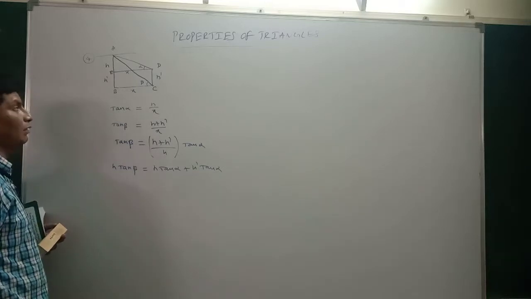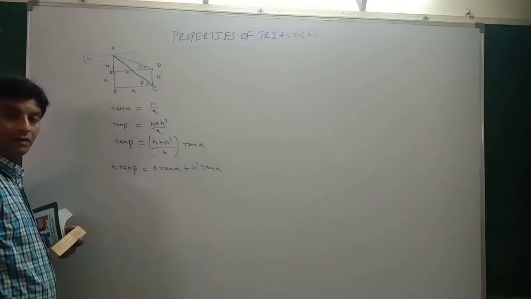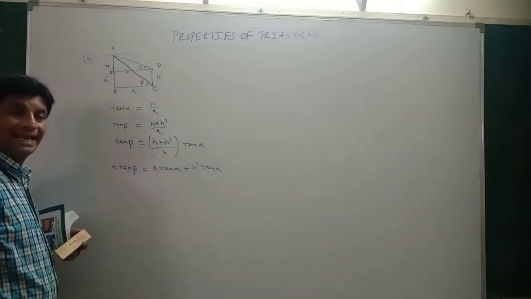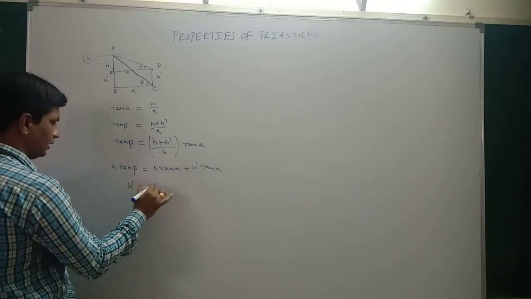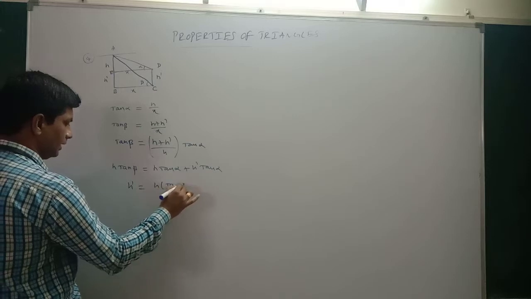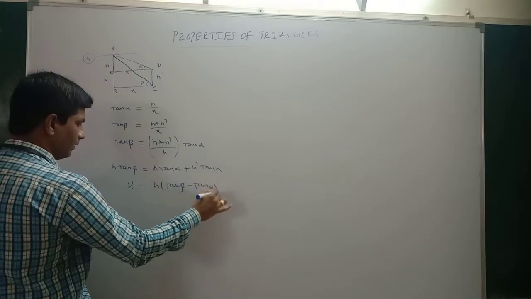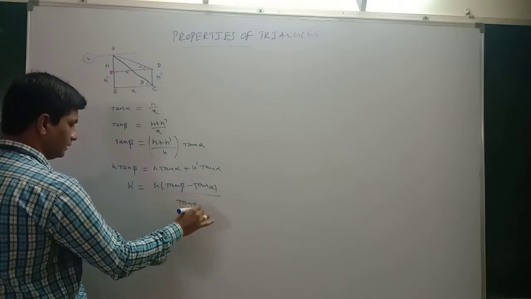We have to find the value of the height of the pillar. What is the height of the pillar we have taken? h dash. So h dash, take h common. This is tan beta minus tan alpha by tan alpha. Simple problem.